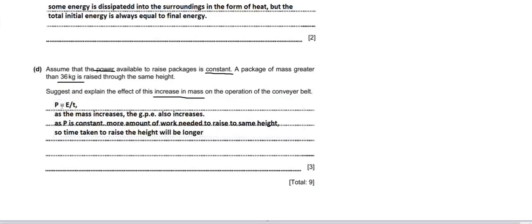Okay, so here P is constant, and as I will show over here again, P will be equal to energy divided by time, and as P is constant, T will be directly proportional to E, and E is nothing but mgh. So if m is increased, mgh will increase, that means T will increase, that means the time taken will be increased. That's why I have written over here.